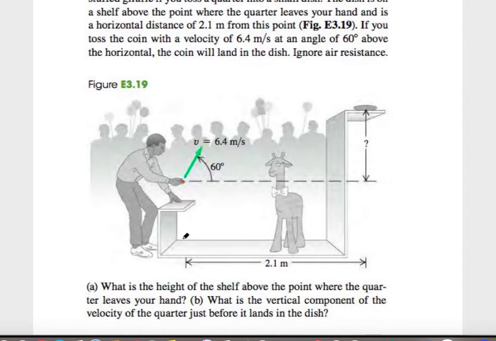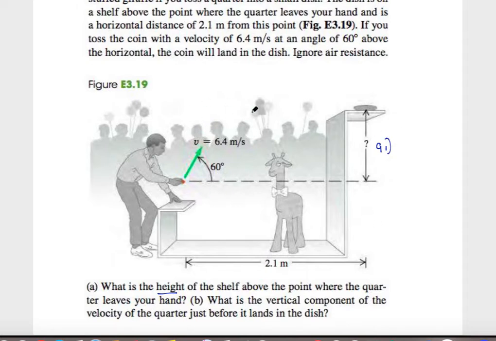So, part A asks, what is the height of the shelf above the point where the quarter leaves your hand? So we are looking for this distance right here. This is part A. So, in order to do that, I want to know about the y direction. But in order to find the y direction in this case, I need to know how long my object is in the air. So I actually go through the x direction in order to do this.